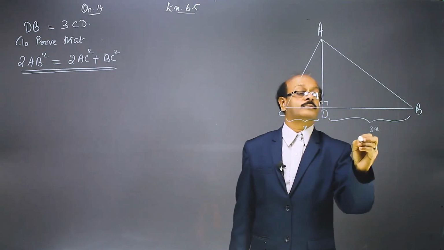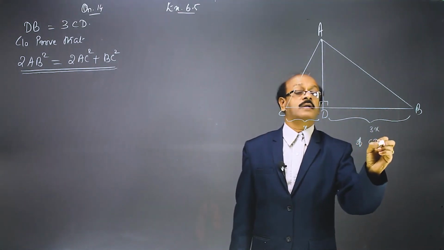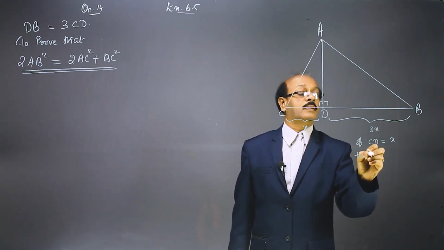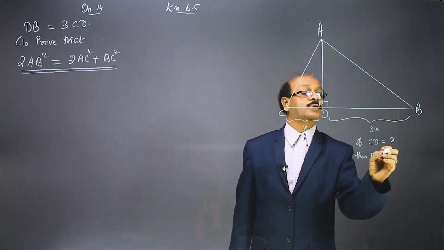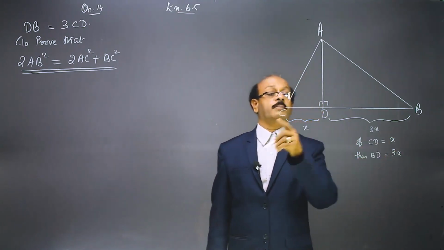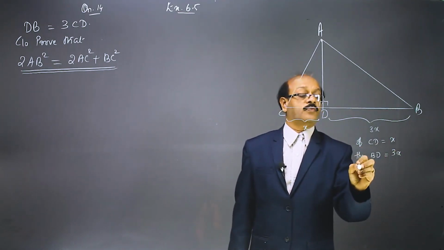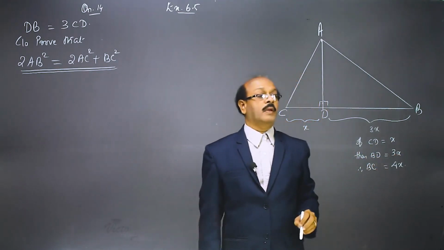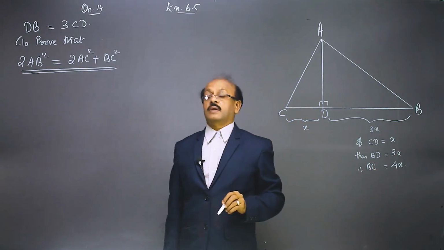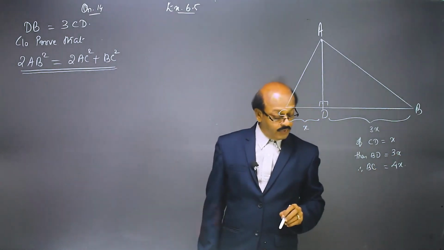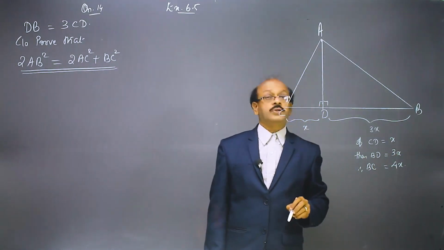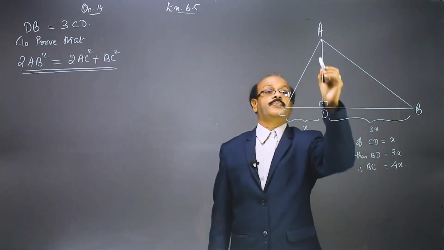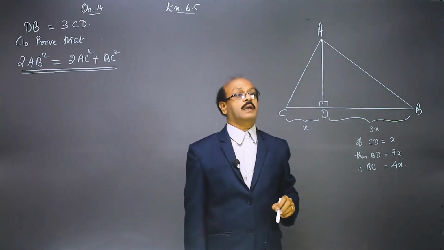If the length of CD is equal to x units, then the length of BD will be equal to 3x. Therefore, BC will be equal to 4x. This is the thing which we are given. Now, we have to prove the LHS, 2AB square. Consider the right triangle ADB.